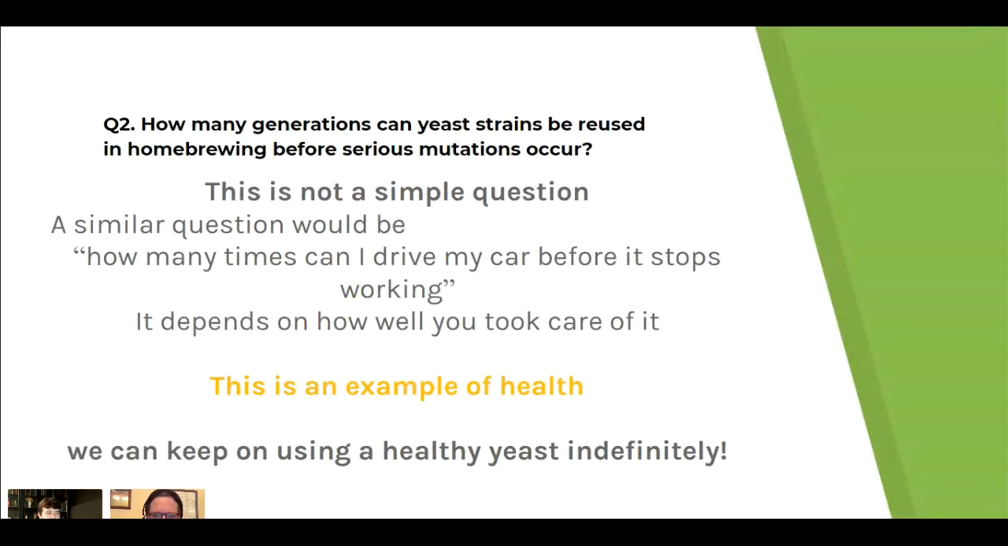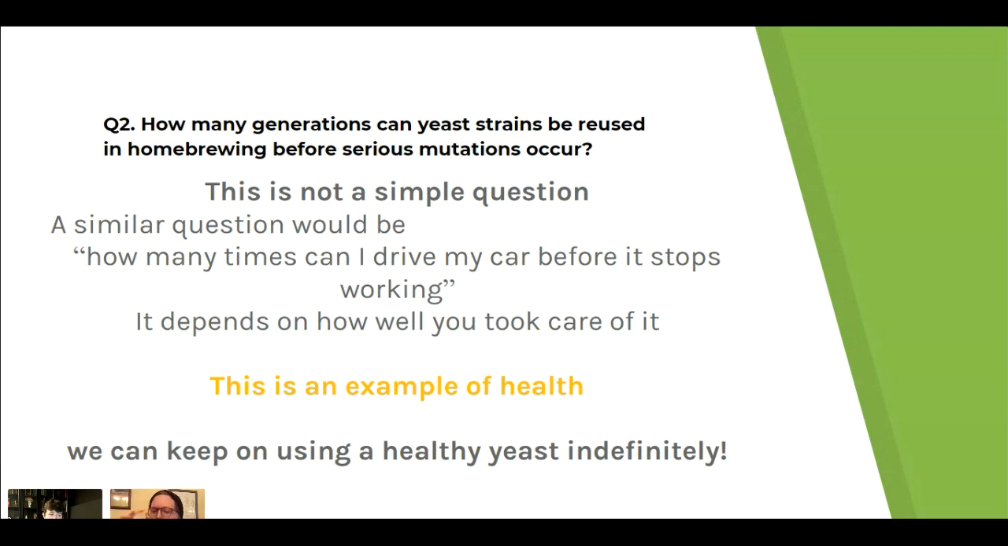So go to the next one, and this is one that's going to require a little bit of explanation. How many generations can yeast strains be reused in home brewing before a serious mutation occurs? And this is not a simple question. I would liken this question to how many times can you drive your car before it stops working? And the real answer to that is it depends on how well you take care of it. This is an example of cell health, by the way.